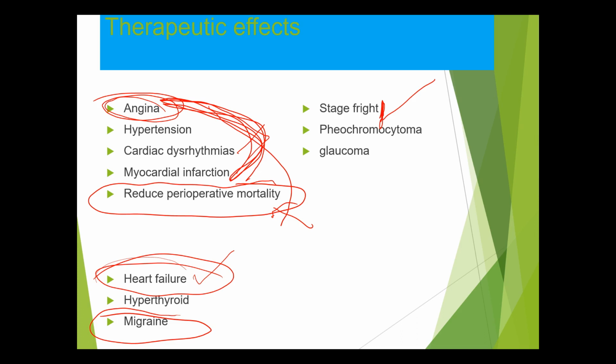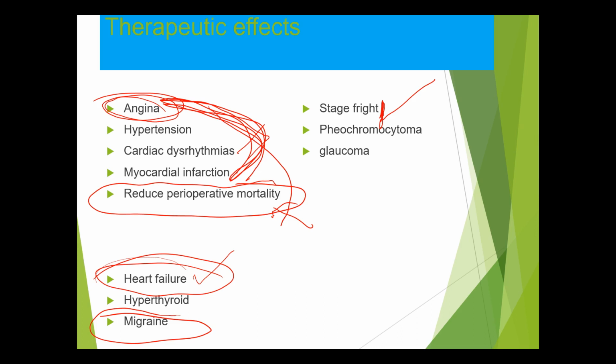There's some reduced perioperative mortality. It might not. There's some new research out there that we're not really even sure about that. You don't need to know that for the exam. Heart failure, hyperthyroid, and migraines. It's been used for migraine prevention for years now because there's a thought that if you relax the vessels, then it won't trigger a migraine. There's thoughts whether migraines are actually a neurological problem or a vascular problem. The jury's still kind of out. I think we're leaning more toward a neurologic problem at this point.